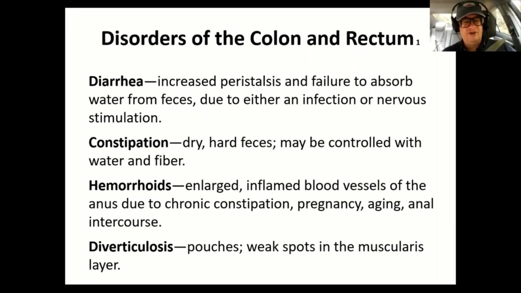Now, hemorrhoids are varicose veins of the anus, basically. You have large inflamed blood vessels of the anus, and they can be due to chronic constipation, pregnancy, aging, anal sex. All of those things can cause hemorrhoids.